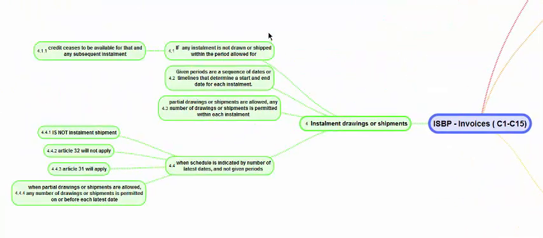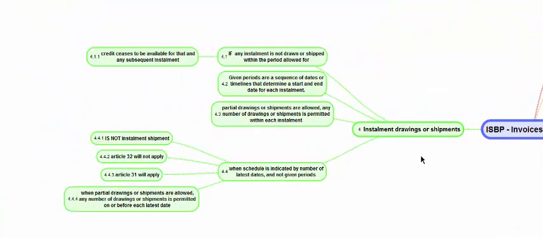With respect to installment drawings or installment shipments, if any installment is not drawn or shipped within the period allowed for, credit ceases to be available for that and any subsequent shipment. If any installment or drawing or shipment is not made within the permitted time period, the credit ceases to be available for that shipment and any further shipment.